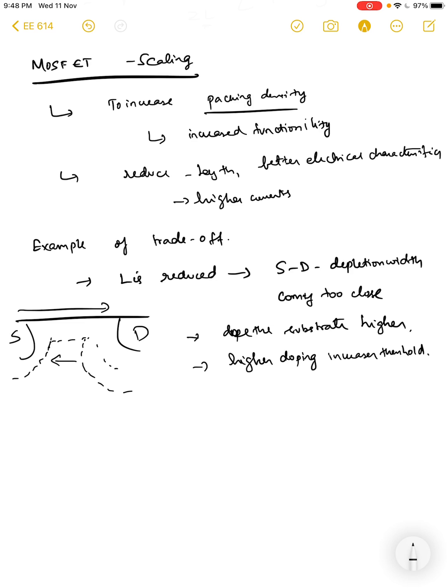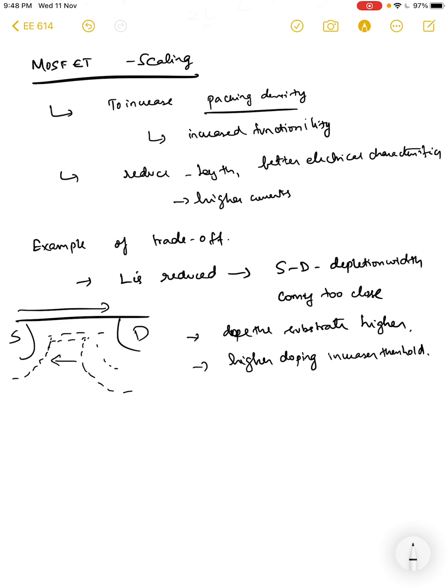Why? Because the depletion width is now much smaller. So basically most of your gate potential is screened, so to speak, by the depletion width. So you need to provide higher and higher potentials to actually invert the channel, right?